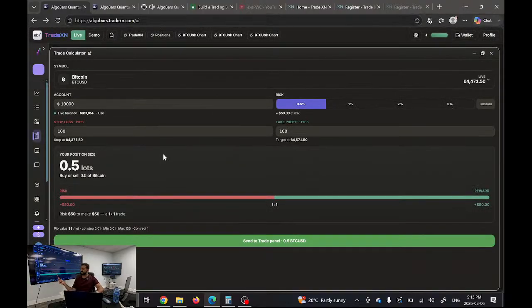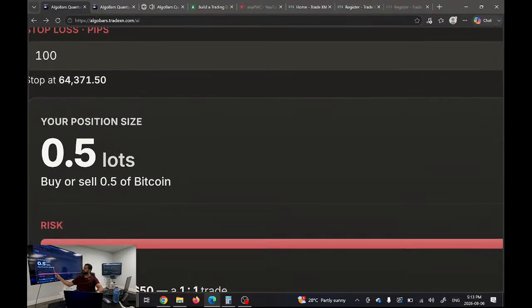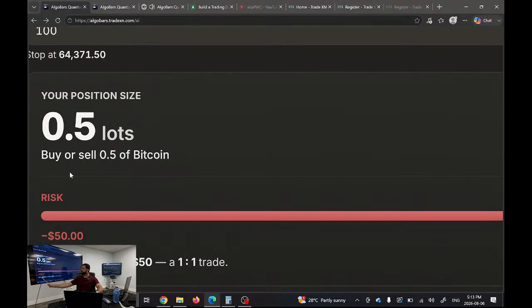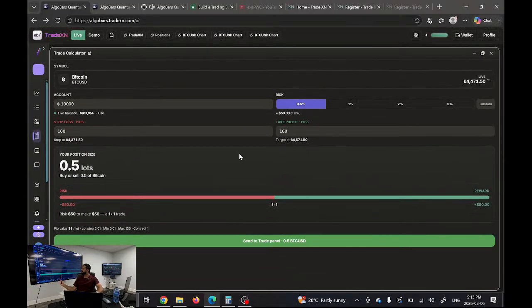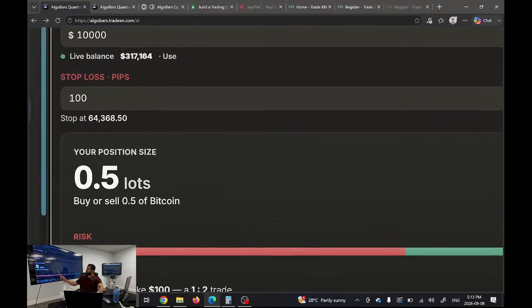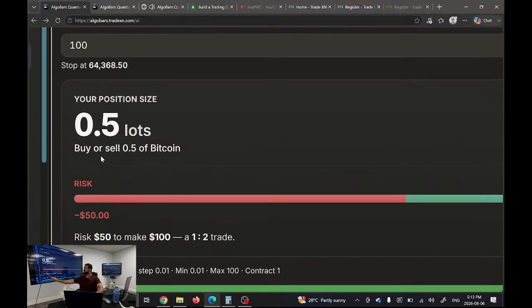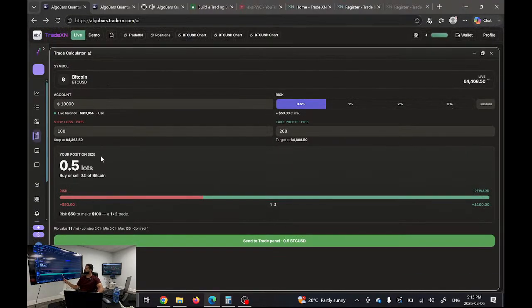Now check this out. It will auto calculate this. Your position size on BTC to risk less than 0.5% is 0.5 lots. Now you can see risk 50 to make 50, a 1-to-1 risk ratio trade. Now let's say I change this to 200. You can see the lot size stays the same, but now my risk is 50 to make $100.